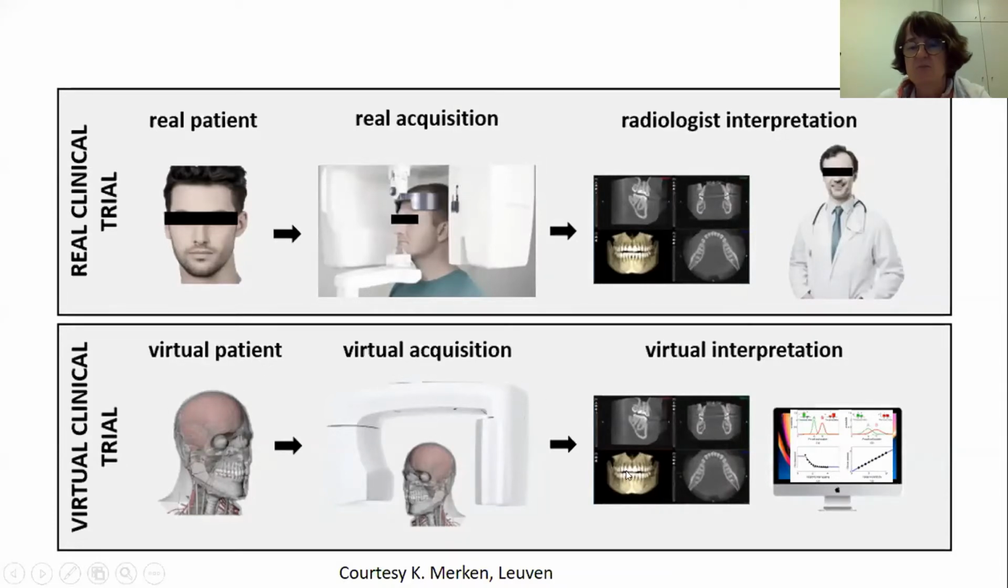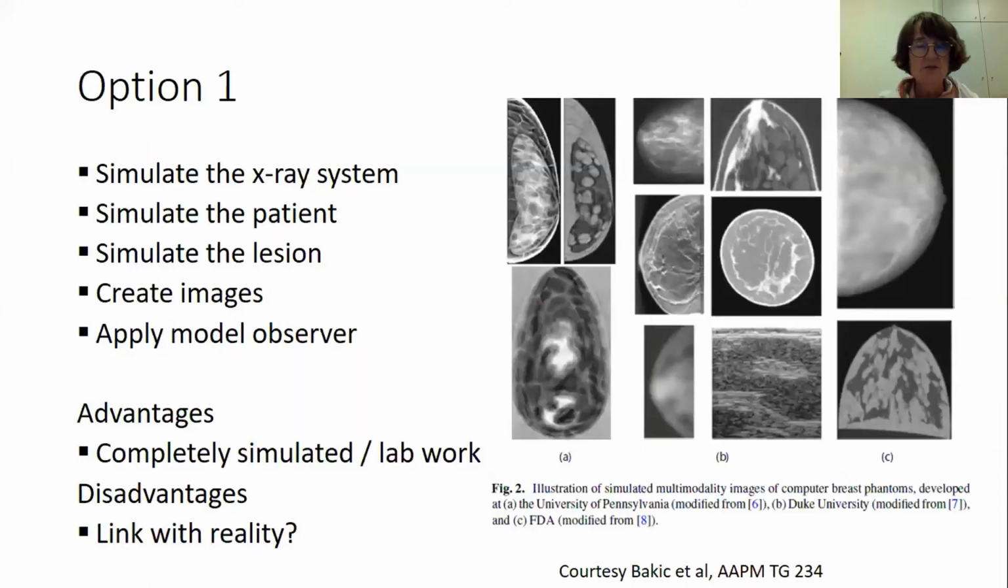You get virtual images, and then you apply some virtual expression of the quality, a signal, an evaluation of the signal of your pathology. There are now two big options to address it. Here's the first option of this virtual setting.